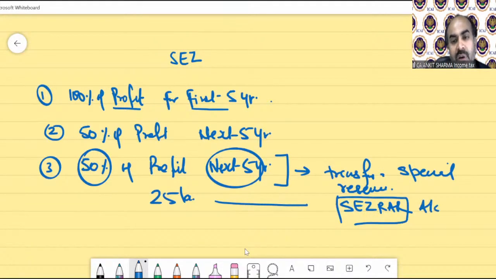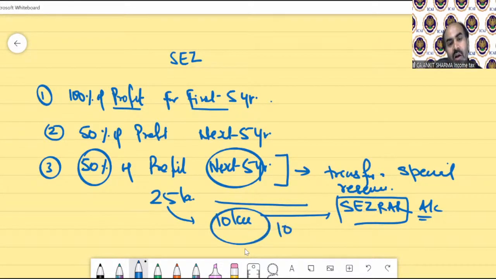You have to transfer your amount to a special reserve account. Only if you transfer that amount into this special reserve account can you claim deduction for the next 5 years. Every year you have to transfer the amount to that Special Economic Zone Reinvestment Allowance Reserve account. For example, your profit deduction is 25 lakh, but you transfer only 10 lakh rupees to that reserve. Then only 10 lakh can be claimed as deduction under section 10AA. If you transfer 30 lakh rupees, you can claim a maximum of 25 lakh rupees.